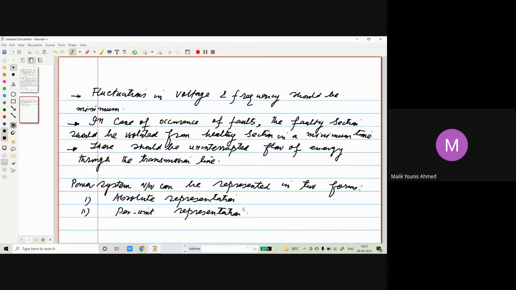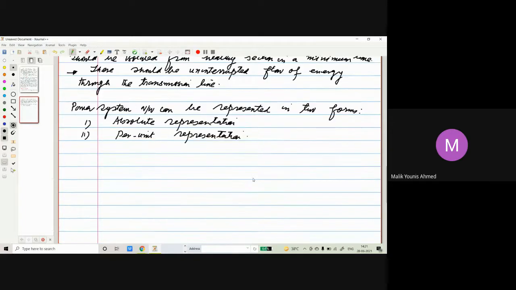So two things we have. Two forms we can represent the power system. We can analyze the power system in two ways. So these two are absolute representation, which means your kilovolts and everything will be in actual values. Absolute means actual values. Per unit means we only have per unit values. We'll come to what per unit value actually means.